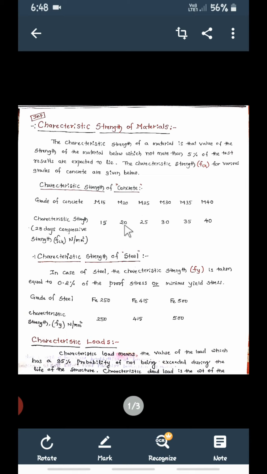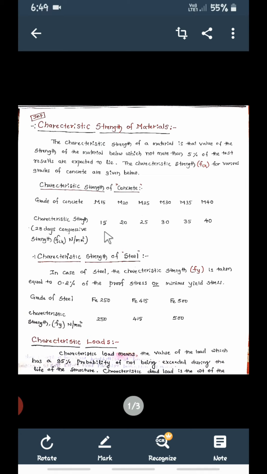For M20, it is 20 Newton per mm square. For M25, 25 Newton per mm square, and so on. For M40, it is 40 Newton per mm square. These are the minimum requirements. Higher than this, yes, it is a very good grade of concrete, but lower than this, it will not be accepted. So what is the characteristic strength of M15 grade concrete? The characteristic strength of M15 grade concrete is 15 Newton per mm square.